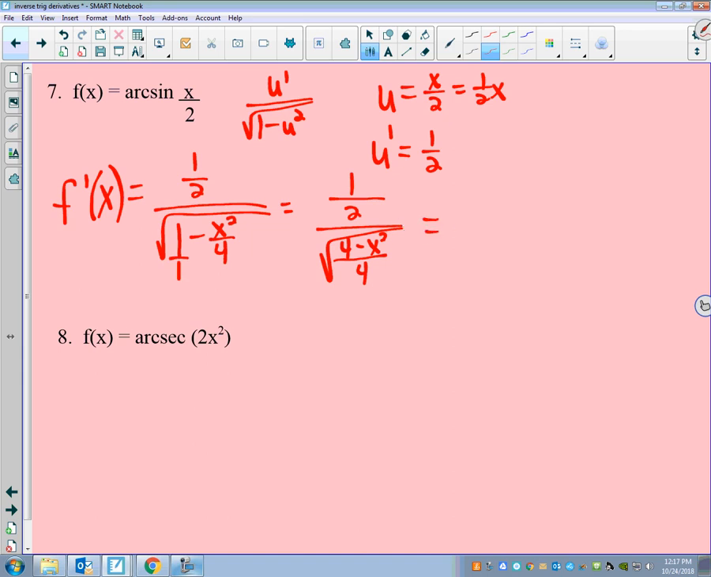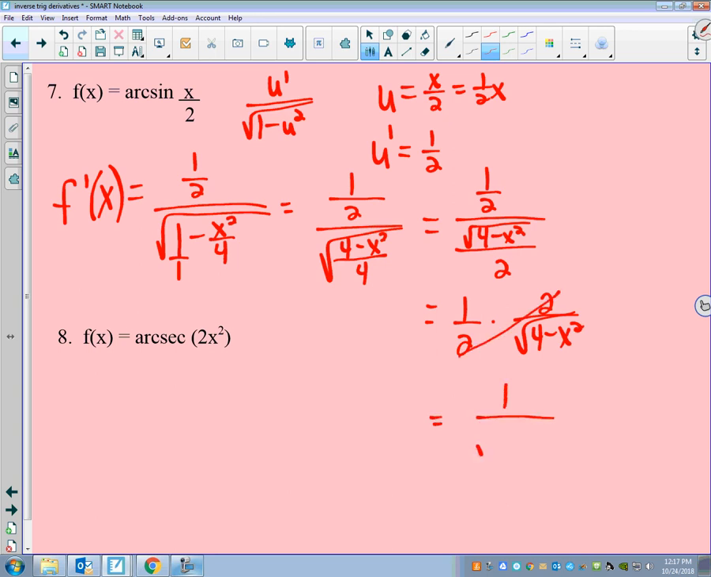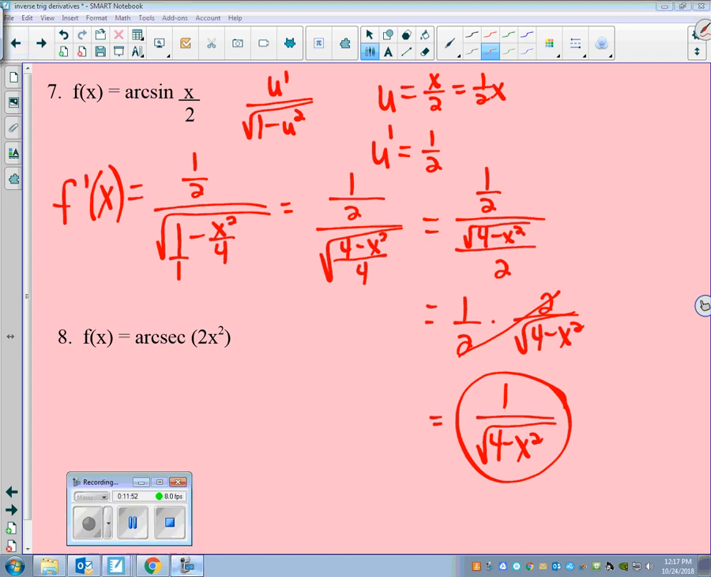And why is that a good thing to do? Because now I could write this as the square root of 4 minus x squared over the square root of 4, which is just 2. And if you think about simplifying it, maybe you just know it crosses out, or if you really want to rewrite it, you could say that's times 2 over the square root of 4 minus x squared. So I want you to be able to simplify it down to this. Okay?